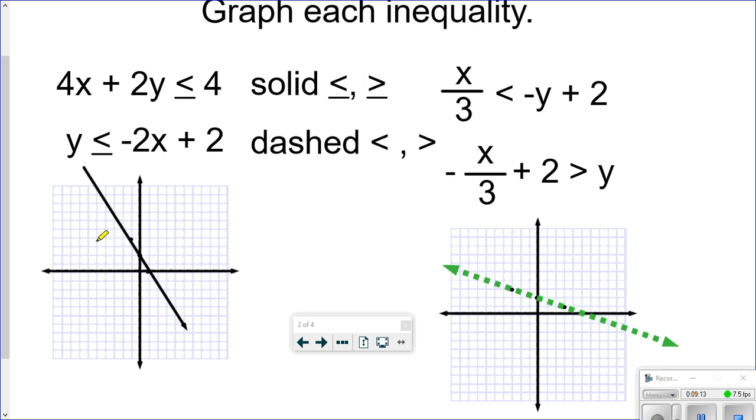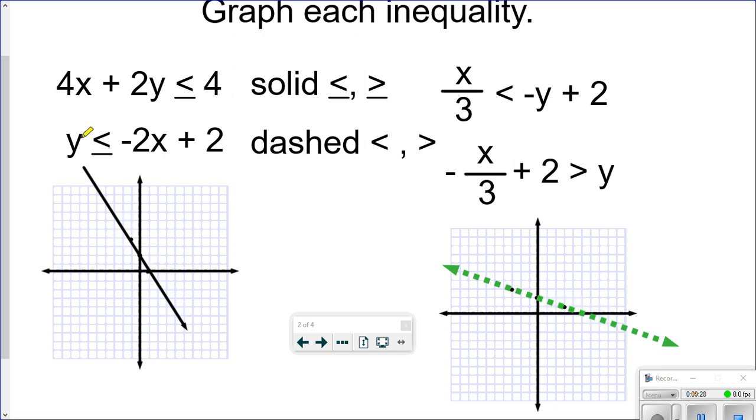So everything below this line should be a solution. Now, I know a lot of people get confused about knowing what's below or above, or not knowing which one's the solution. Pick a test point. The best one in my eyes is 0, 0.